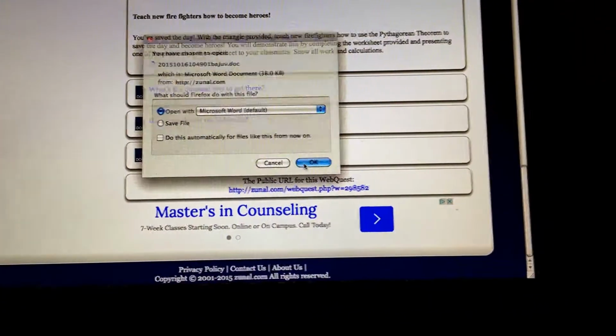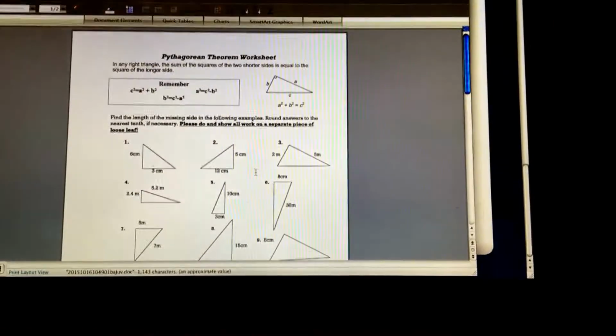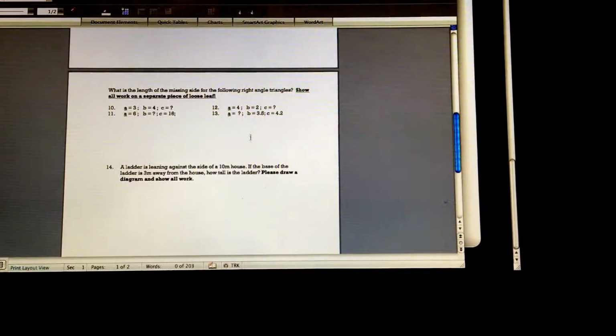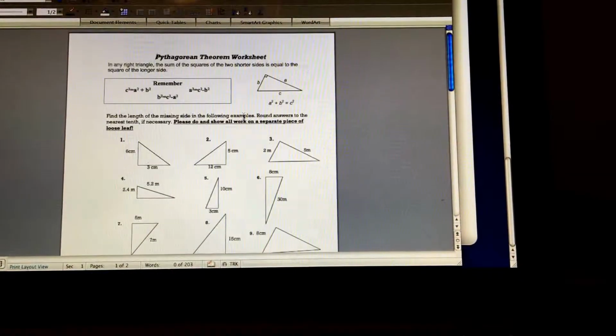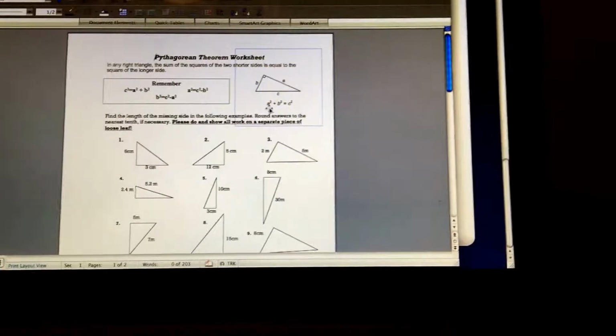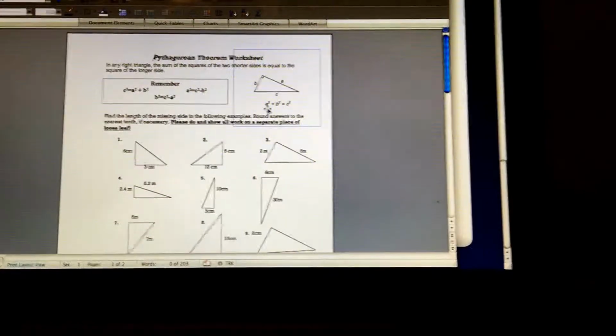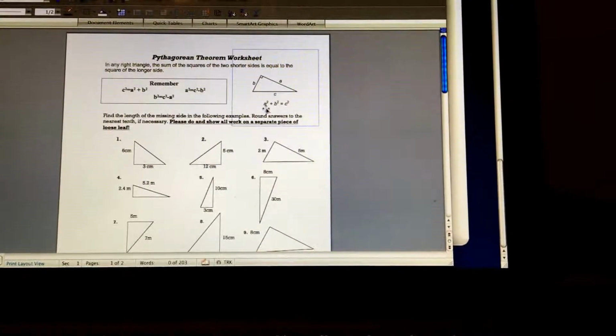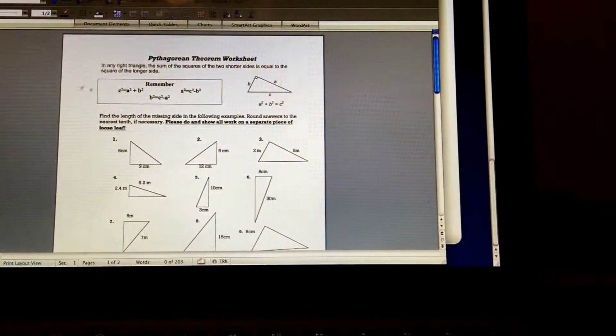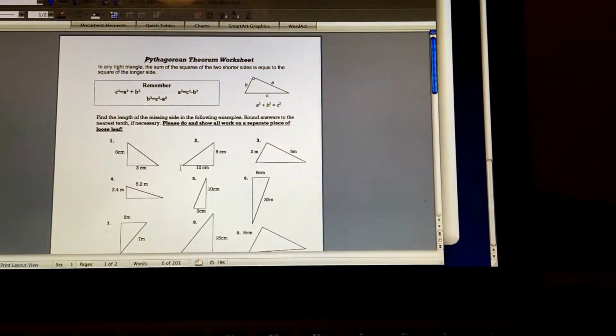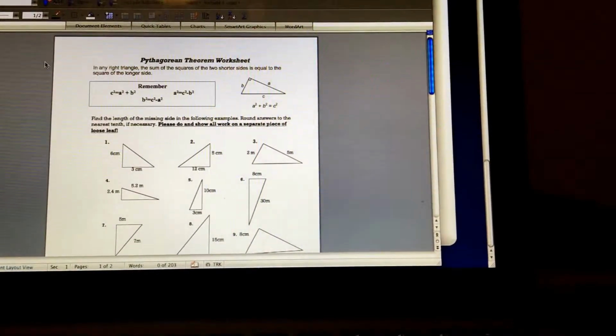Now, the following worksheet will help you learn a bit more about the Pythagorean Theorem. It has 14 problems that you need to solve using the Pythagorean Theorem, and remember that you have to pick one of the problems to share with the class and do a presentation on it of how you got the answer by showing your work and your calculations.